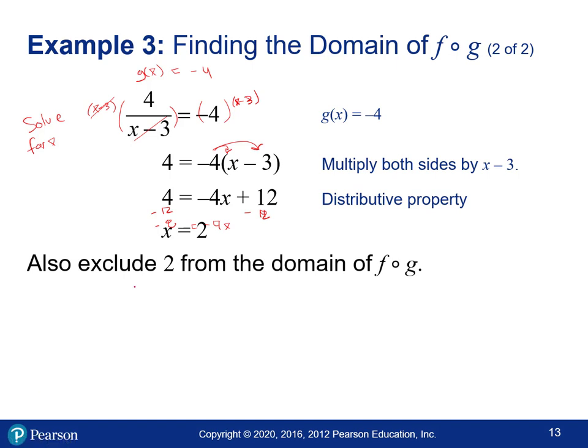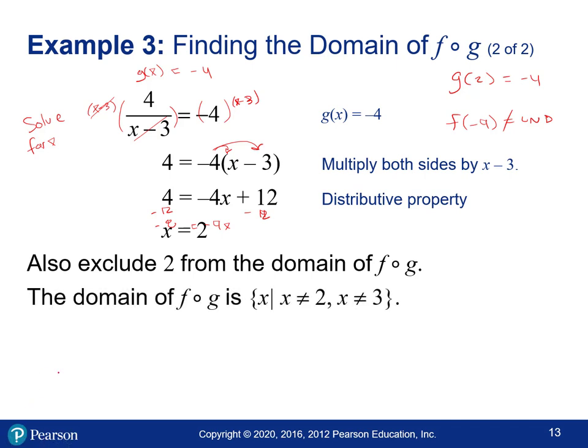Okay, so we now know that if we plug 2 into g, we're going to get out negative 4, and then we cannot plug negative 4 into our function f because it's going to be undefined. That means, going all the way backwards, we can't plug 2 into our original composition function. So the domain for our composition is all real numbers except 3 from the original function g, and now also 2, because it would cause a problem in our composition function.